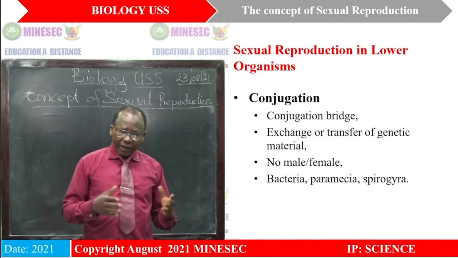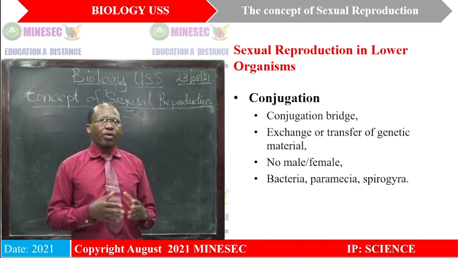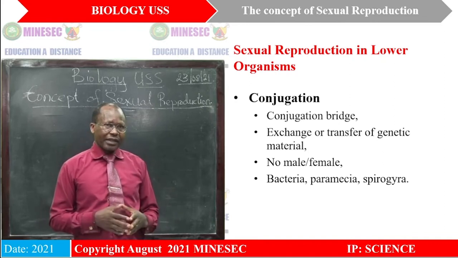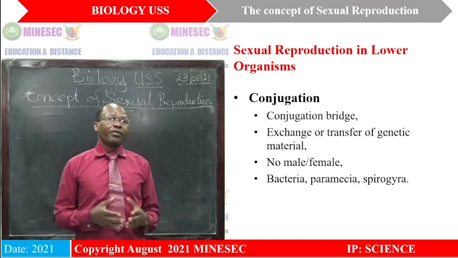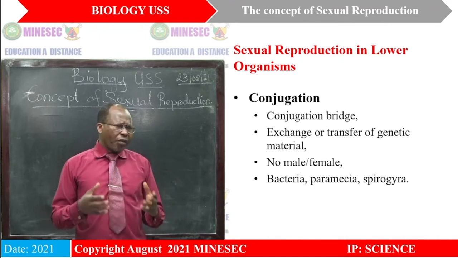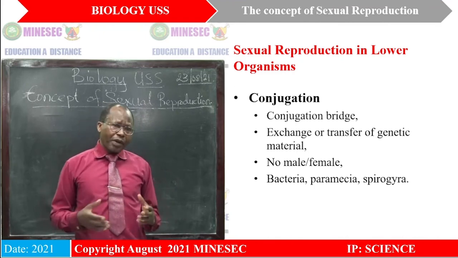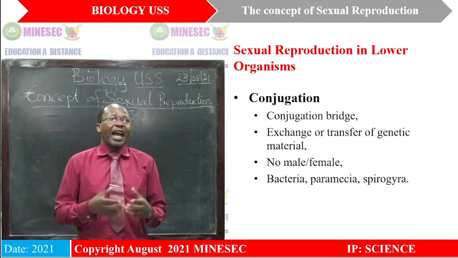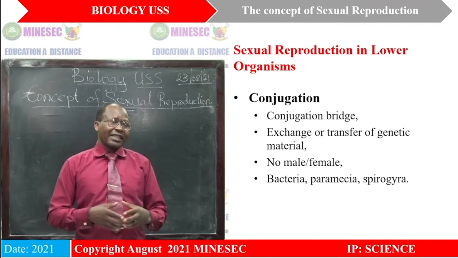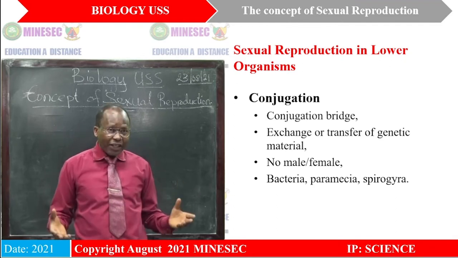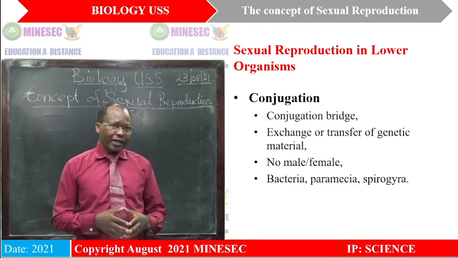But how does this sexual reproduction occur in lower organisms? This takes place in the form of conjugation. When we talk of lower organisms, we simply mean organisms whose tissues are not yet advanced. They still have rudimentary tissues, such as hydra and other microscopic organisms.